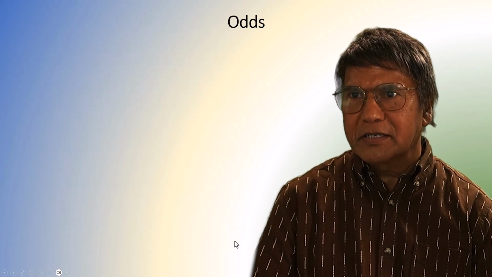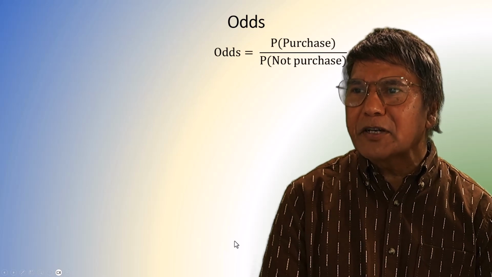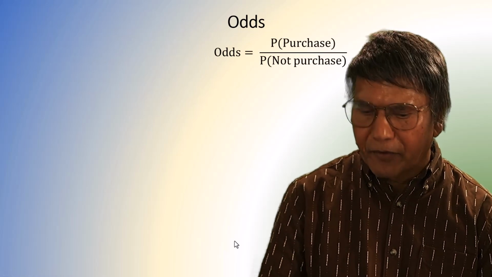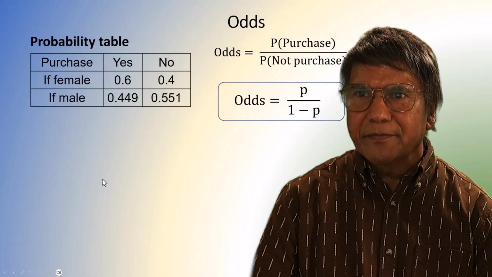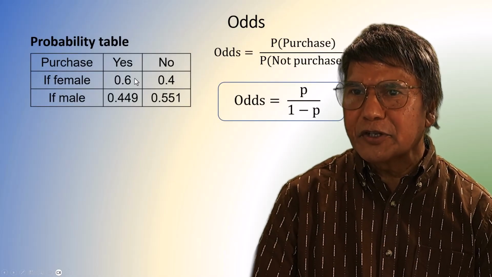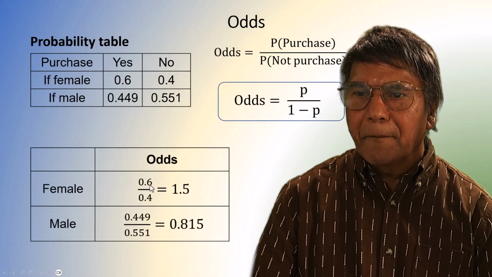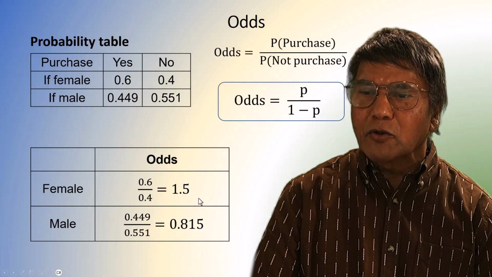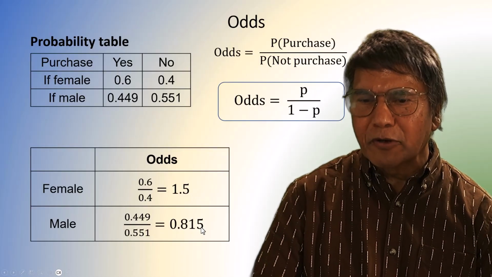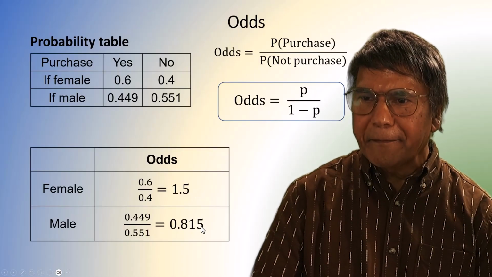Now what are odds? Odds basically will be purchase versus not purchase: P over 1 minus P. So here is our table. What are the odds of a female purchasing? That will be 0.6 over 0.4, which is 1.5. Male purchasing is 0.815. So a woman is likely to purchase, a man is not likely to purchase. Okay, that's what odds are.